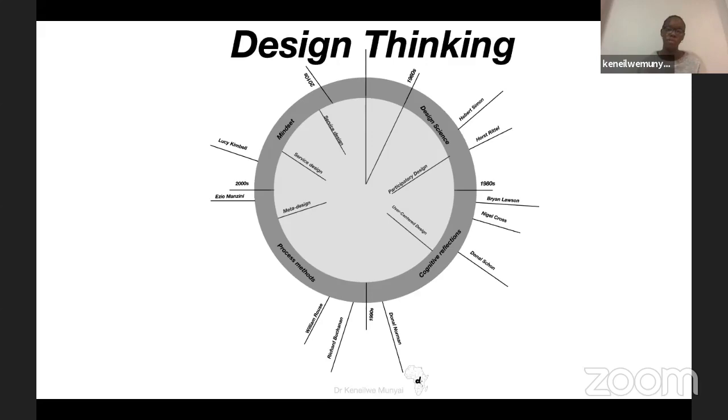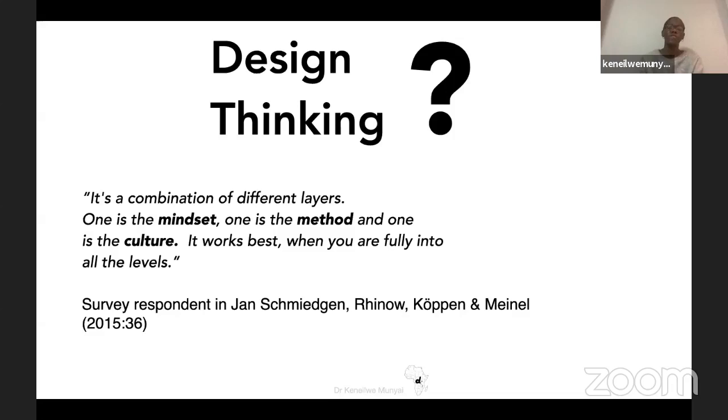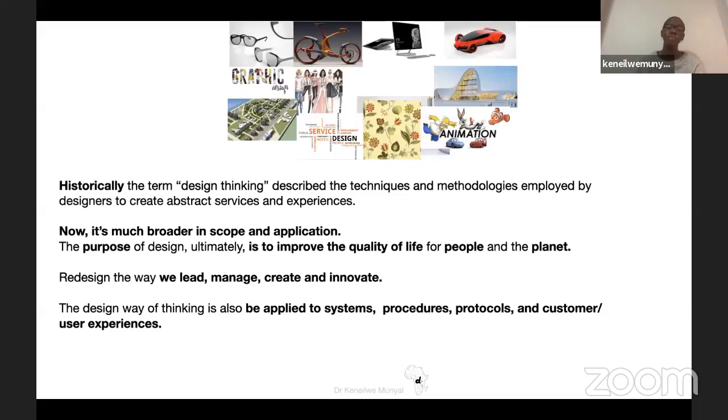So design thinking is a combination of different layers. One is the mindset, and then the methods and the culture. And it works best when you are fully into all these levels. So not only one aspect of it, but you need all of them in order for it to work, okay? And historically, the term design thinking was used to describe the techniques and methodologies employed by designers to create abstract services and experiences. Now it has become so much broader than that. And of course, at the core of it is to improve the quality of life for people and the planet.